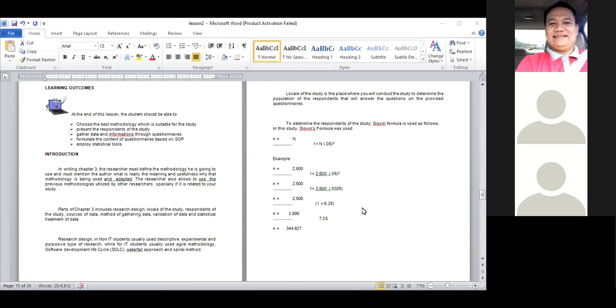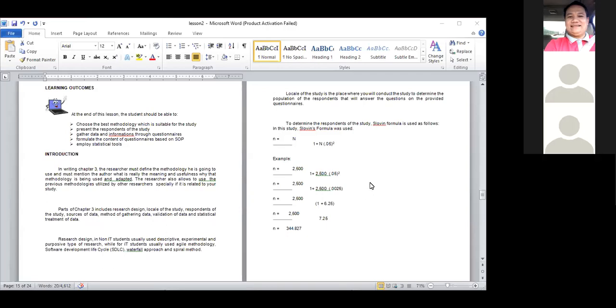And so titingnan natin na with the use of Google survey, you can easily distribute your questions to the respondents. Noong panahon namin, syempre, yung photocopy, mas maraming respondents, mas expensive on your part as a researcher, no? Kaya ang ginagawa, we use the Slovin formula.